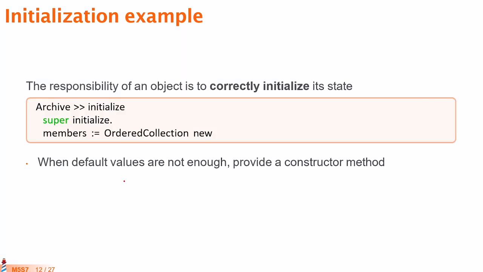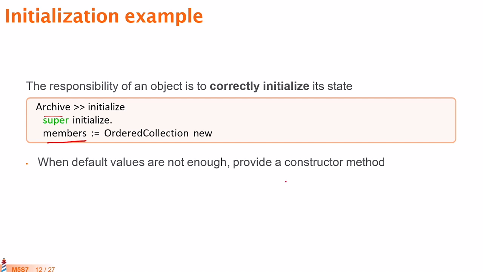To give you an example, if we have an archive, we can define in Pharo the initialize method. In the initialize method, we can take care of the initialization of all the instance variables that can have default values. In this case, we can initialize the members instance variable as an ordered collection. Of course, sometimes default values are not enough, and sometimes the values of our instance variables should come from the outside.